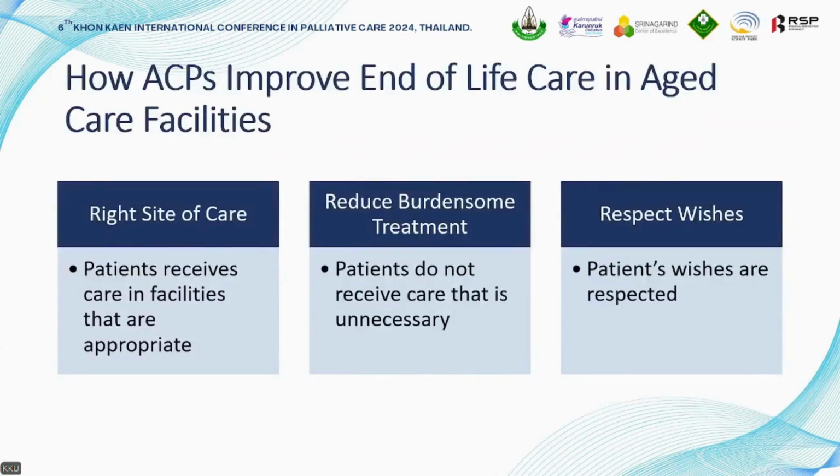And so the question to ask is how does advanced care planning lead to such good outcomes for our patients? And this is my postulation of why. There are three things that advanced care planning does that helps our patients. First is what I call right site of care. What this means is that patients with end-of-life conditions receive treatment in facilities that are appropriate to their condition. The second is you reduce the use of burdensome treatment that increases harm more than benefit. And lastly, you respect the patient's wishes, especially at the end of life.